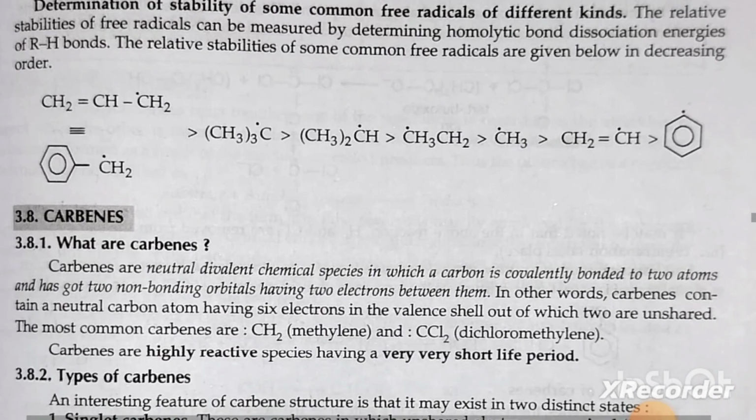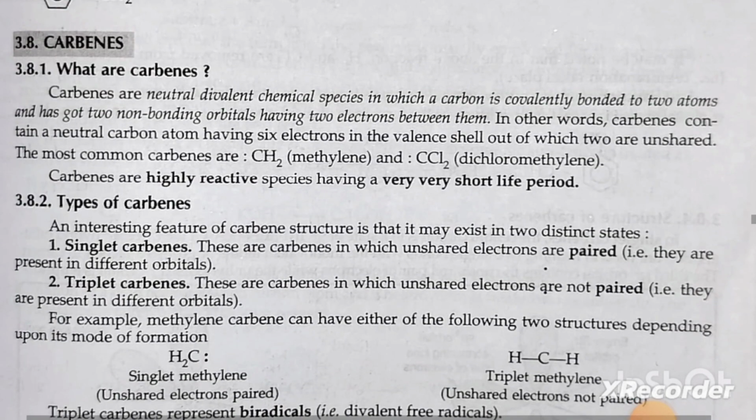Carbenes. What are carbenes? Carbenes are neutral divalent chemical species in which a carbon is covalently bonded to two atoms and has two non-bonding orbitals having 2 electrons between them. In other words, carbene contains a neutral carbon atom having 6 electrons in the valence shell, out of which 2 are unshared. The most common carbenes are CH2 methylene and CCl2 dichloromethylene. Carbenes are highly reactive species having a very short life period.